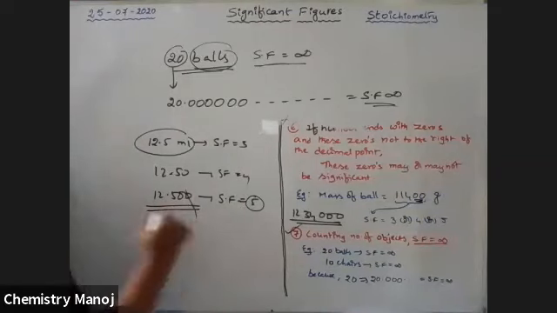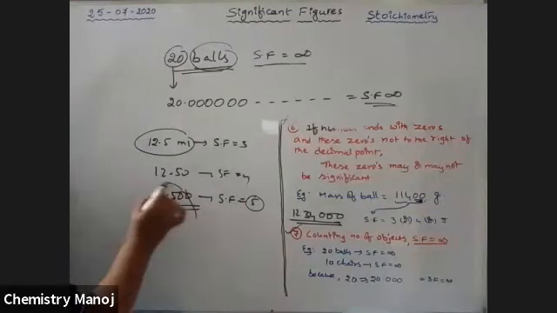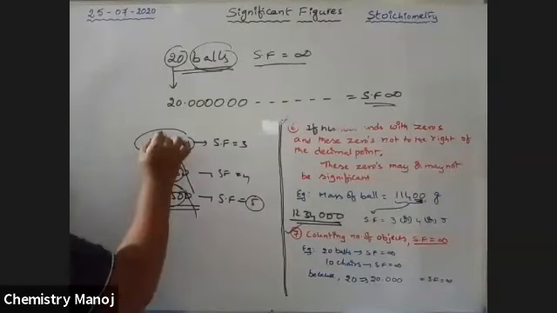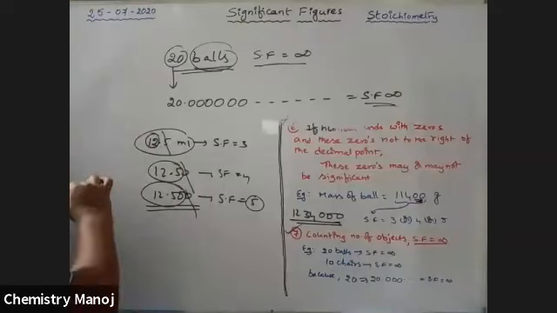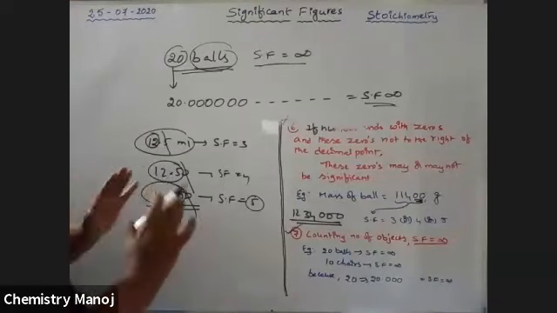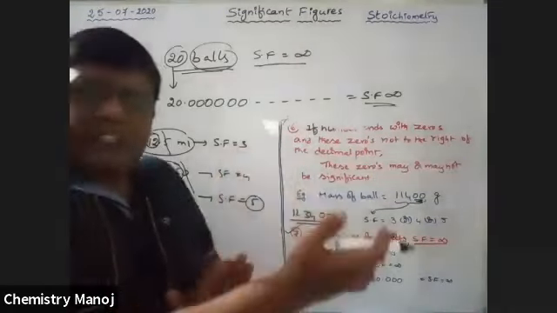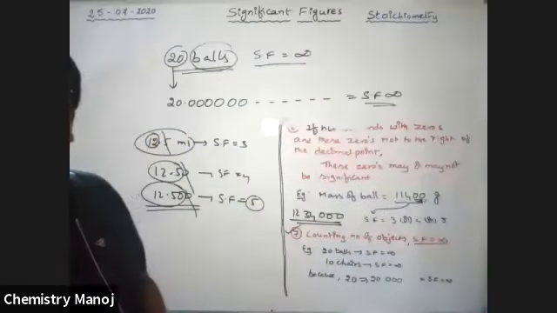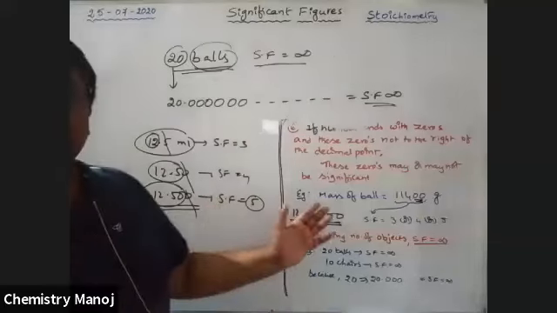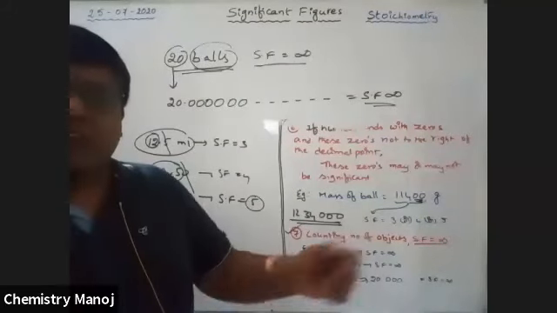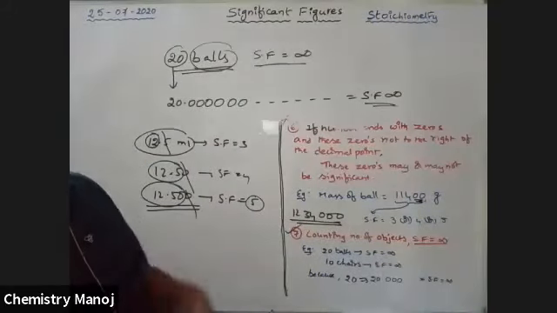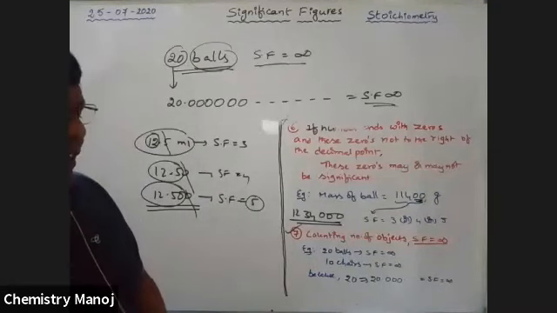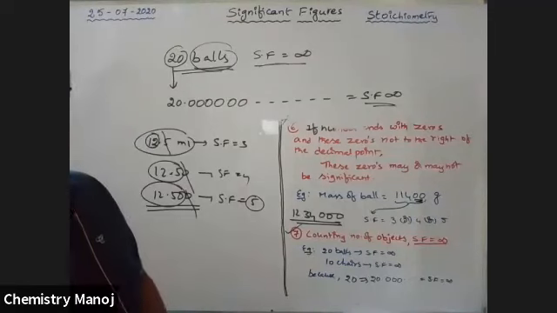That means only this last digit is the rough value, remaining all are accurate values. Among all those digits, the last digit is uncertain, remaining are perfect. So as the number of significant figures increases, the accuracy of that value increases. So to identify the accuracy of the value, these significant figures are introduced. So a very, very important point.